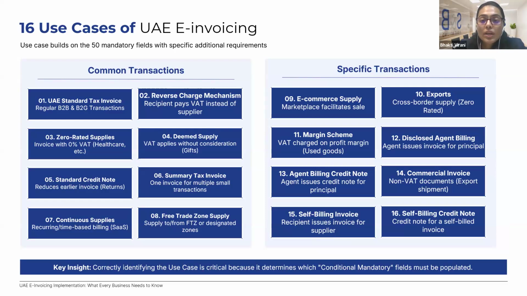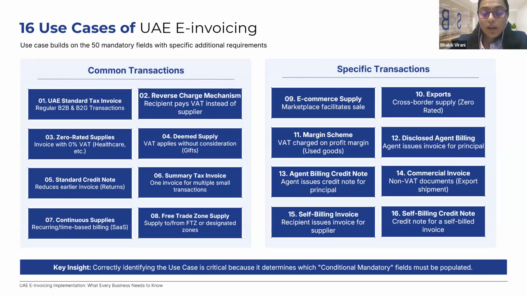So the 16 use cases mainly are: first, the general B2B and B2G transactions, wherein you have the standard 50 data fields. Then it is the reverse charge mechanism, wherein the cross-border transactions or the reverse charge on scrap dealers or the oil and gas sector, where you're currently raising self-invoices. Going forward, that will also be raised through e-invoicing. Then we have zero-rated supplies, which include healthcare services or banking services which are currently zero rated, or the real estate sector. For that also an e-invoice will be required to be generated.